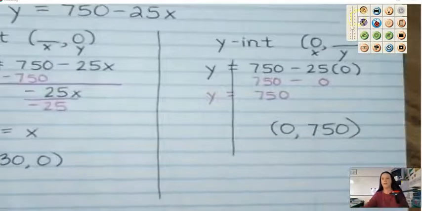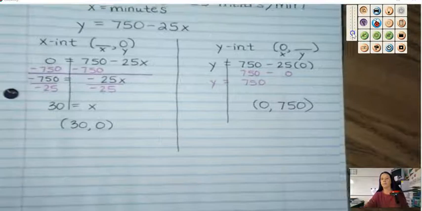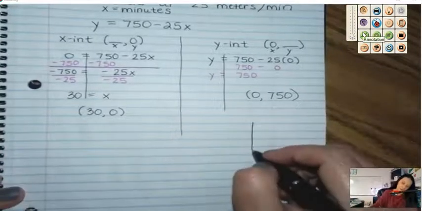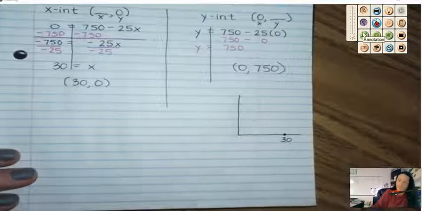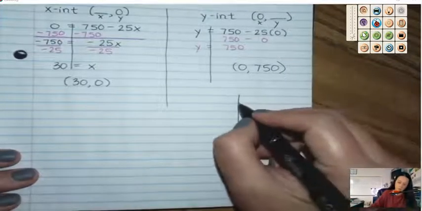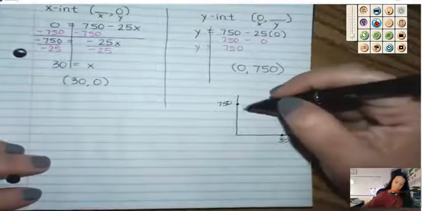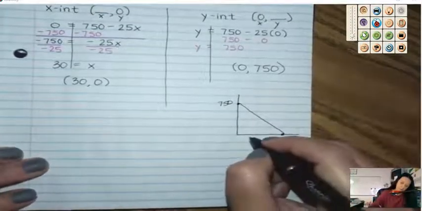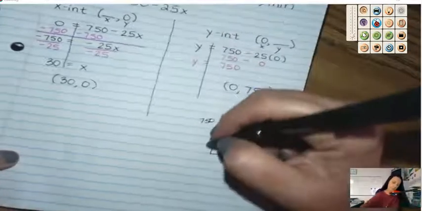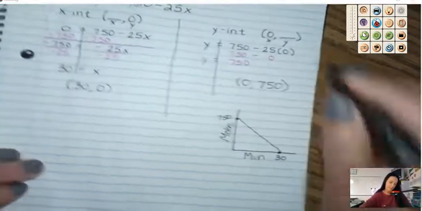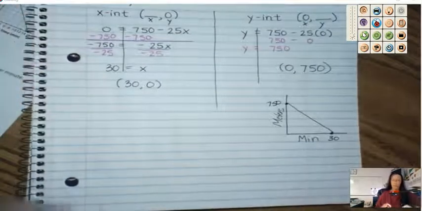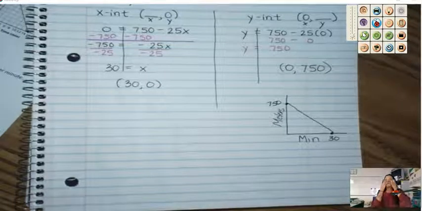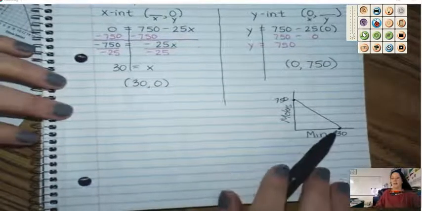Okay, from here now we have to write the sentences on what this actually means. If it helps, create just a rough sketch of what the graph would look like. Your x-intercept is 30, so on the x-axis at 30, it would hit the y-axis at 750. x is minutes, and y is the meters. So this 30, if I have to write a sentence on what that means, remember we're talking about a hot air balloon that's coming down. So it just takes 30 minutes for the hot air balloon to land.